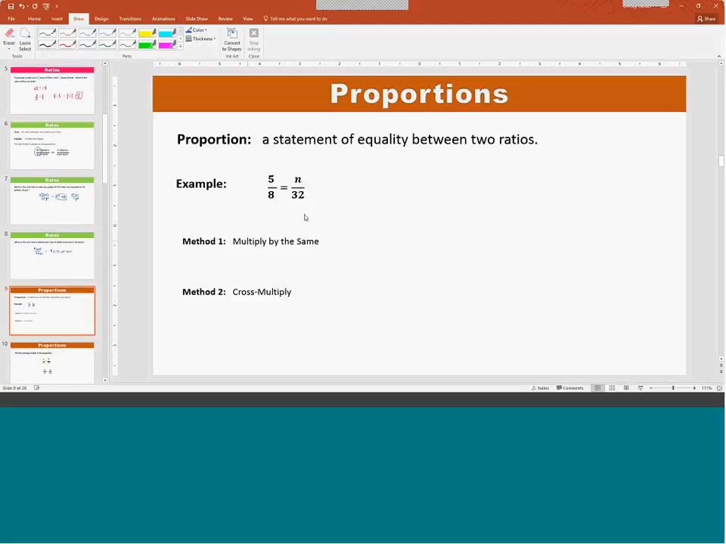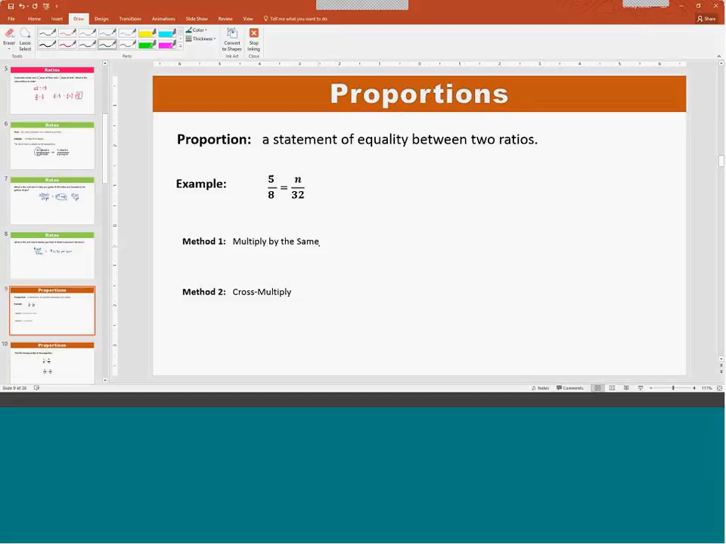Move into proportions. Now, this is a very important concept because proportions can help us solve algebraic equations very simply. A proportion is just a statement of equality between two ratios. So we've got an example of 5/8 equal to some number over 32. How do we figure out what this number is? There's two different methods to solving a proportion, a missing value in a proportion.